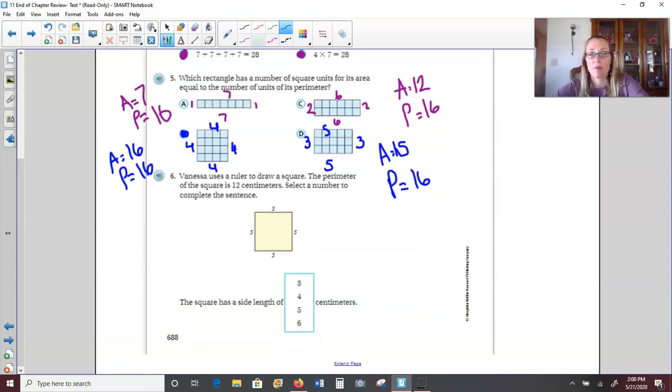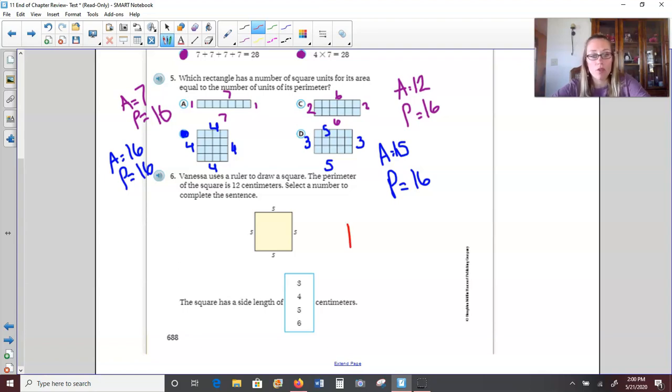All right, moving along, number 6. Vanessa uses a roller to draw a square. The perimeter of the square is 12 centimeters. Select a number to complete the sentence. The square has a side length of how many centimeters? 3, 4, 5, or 6?